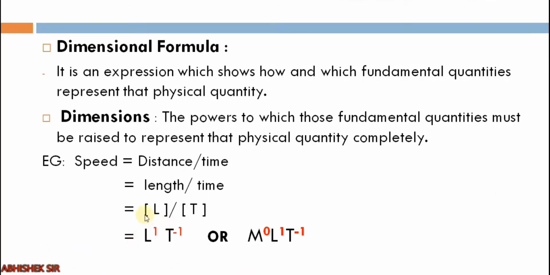So here, even though we don't have any terms of mass, we can also write m raised to 0. So the dimensional formula of speed is nothing but L1 t minus 1, or m0 L1 t minus 1, right? So this is all about dimensions and dimensional formulas. Speed, which was a derived quantity, we represented in terms of fundamental physical quantities like mass, length and time. So what is speed? The dimensional formula of speed is m0 L1 t minus 1.